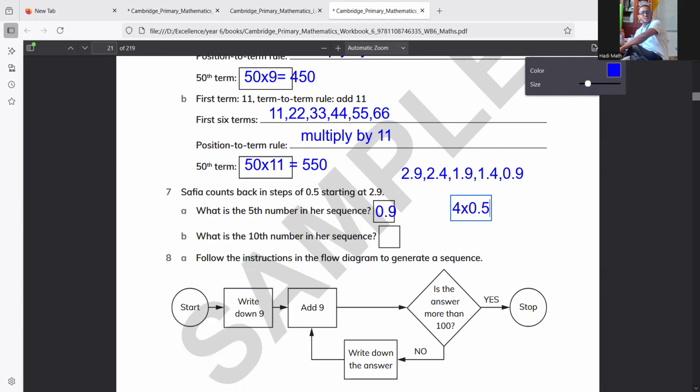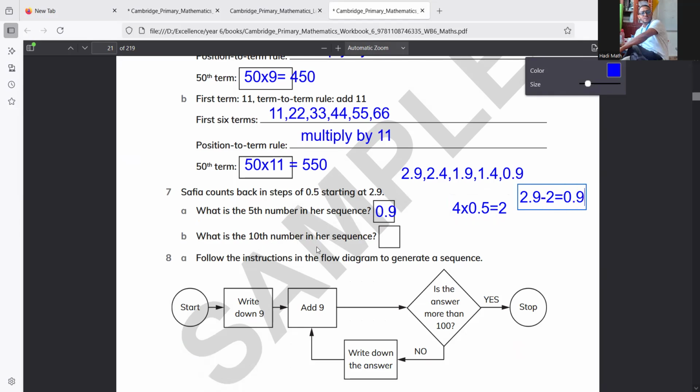If I ask you to give me the 10th term, that means I subtract what? 9 times. So you see, 4 multiplied by 0.5 is equal to 2. Then you say 2.9 minus 2, and that's equal to 0.9. So the fifth term is 0.9.